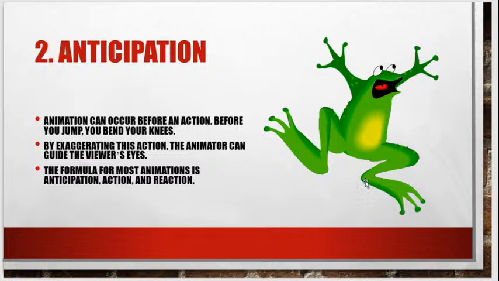Then he will start jumping so that people will understand what's going to happen. If you don't show them what's going to happen and make him jump directly, people will not understand what actually happened in the animation. So that's what the whole anticipation is about.